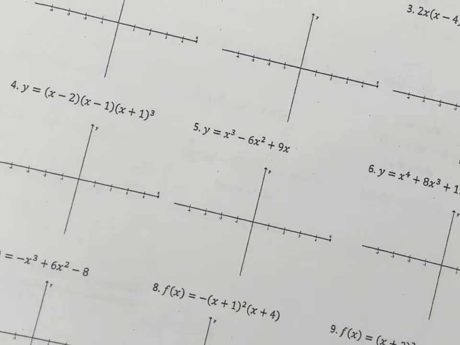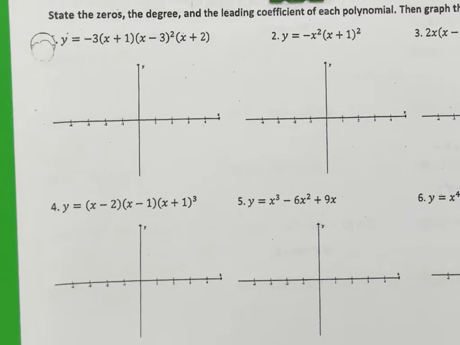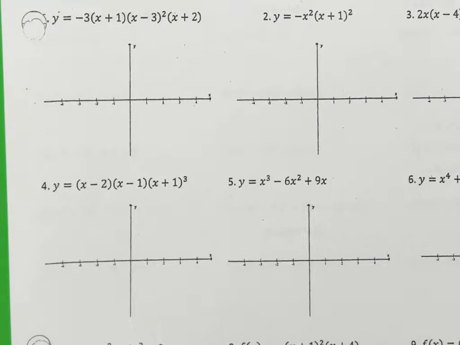Here we go. Page 13 is a homework grade. We're going to do it in class today. We're going to finish it for homework. We're going to do it tomorrow. That's all we're doing today and tomorrow is this page. Here we go.